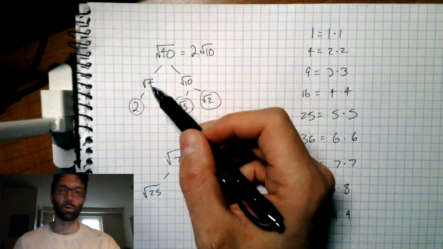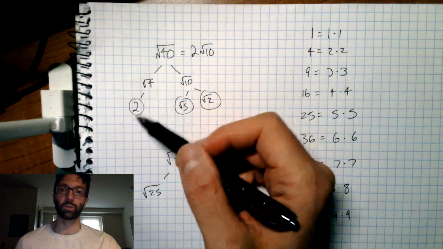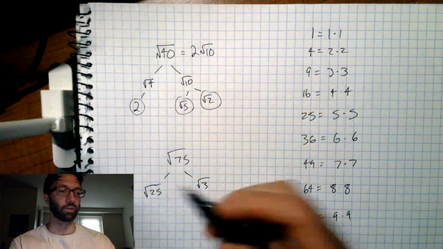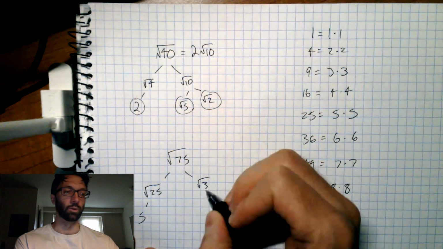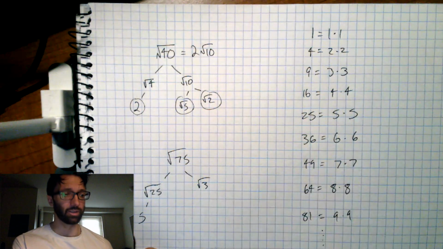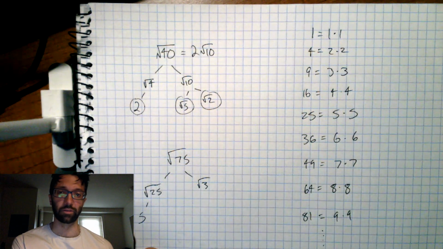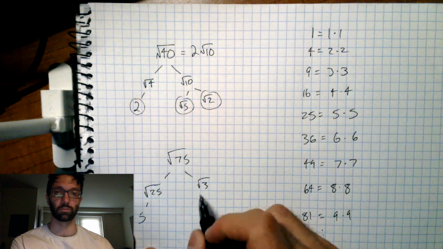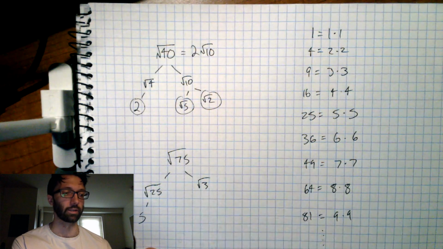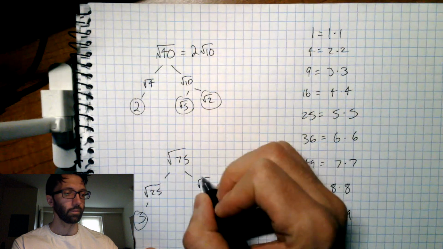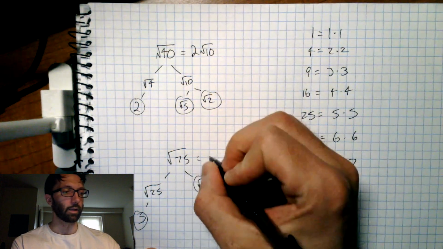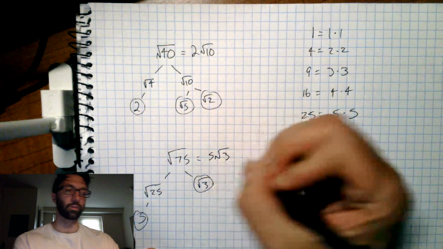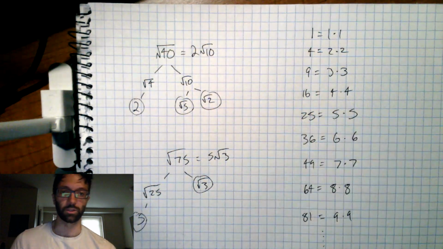And just like how I knew what the square root of 4 was, it was 2, I know what the square root of 25 is, it's 5. And the square root of 3, I could break down into the square root of 3 times the square root of 1, but that doesn't get me anywhere, so this is as far as this will break down. And so I multiply the ends of my branches, and I get 5 root 3 or 5 times the square root of 3.